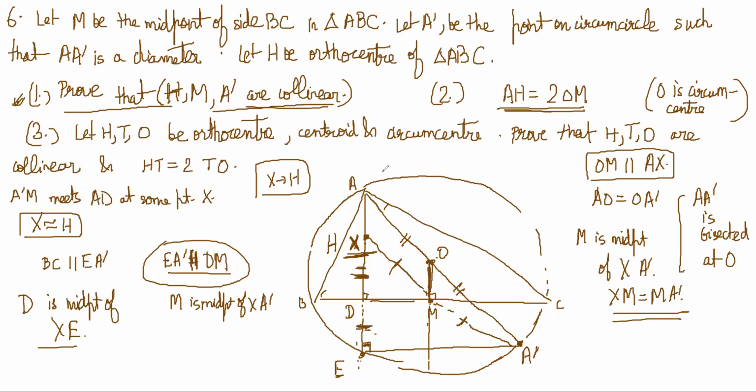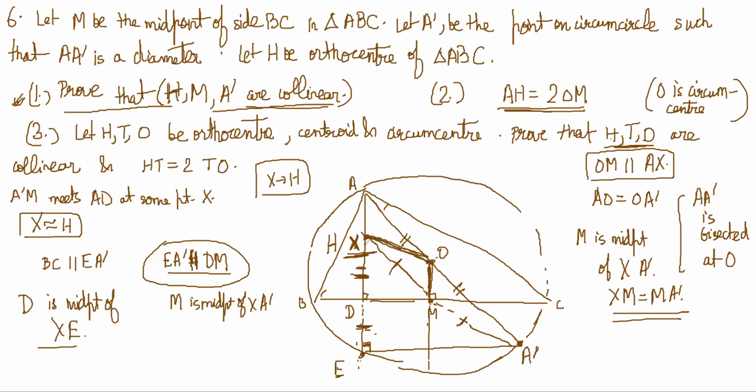Third one, we have to prove that, first part, H, T, O are collinear. T is the centroid of the triangle, right? So H, T, O are collinear. First of all, T must lie on the line joining H and O. So let's join H and O. We have to prove what? That the centroid lies on this line, right?